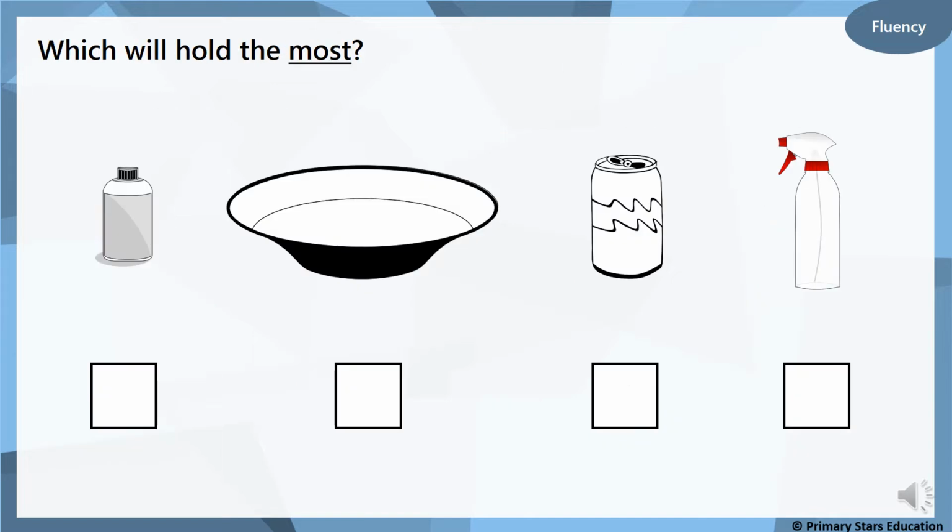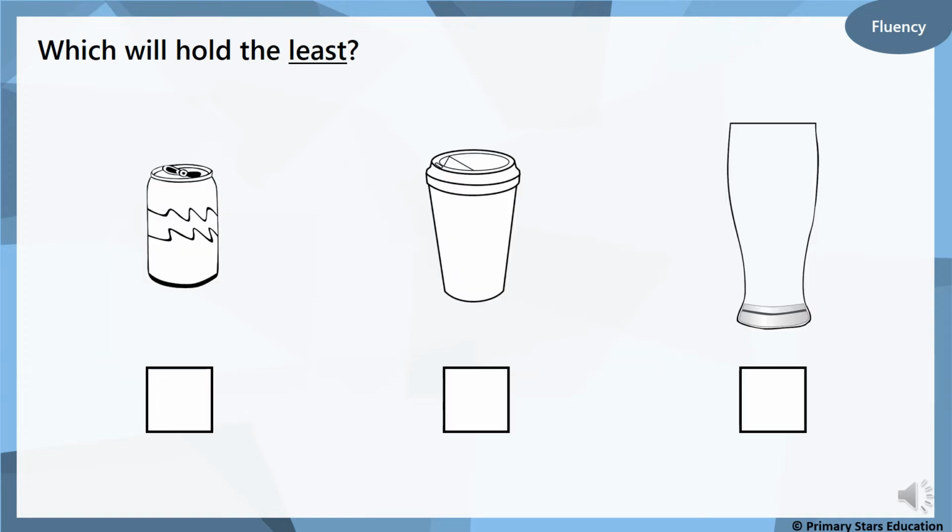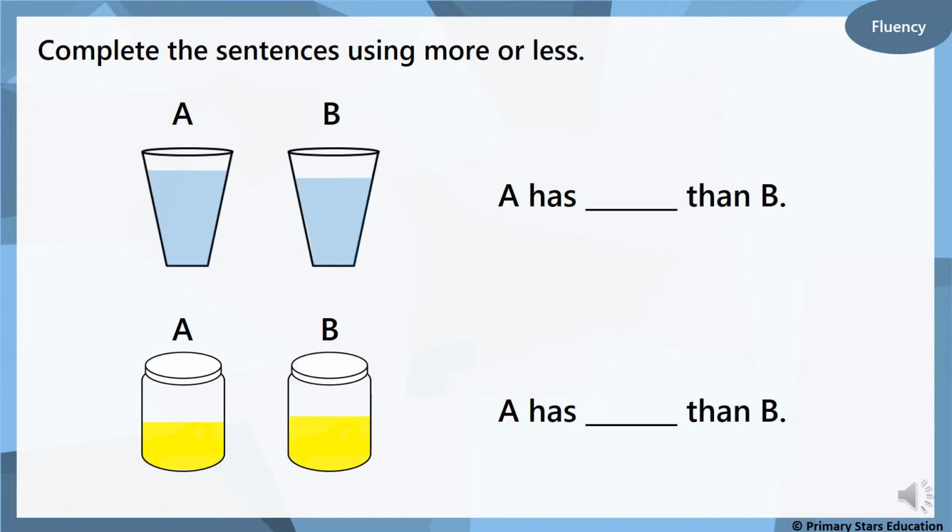Okay, have a think. Which of these containers do you think will hold the most? You can pause it if you need to. Okay, the big open bowl would hold the most liquid. Which of these would hold the least? You've got a can, you've got a coffee cup, and you've got a pint glass. Which would hold the least? It's the can.